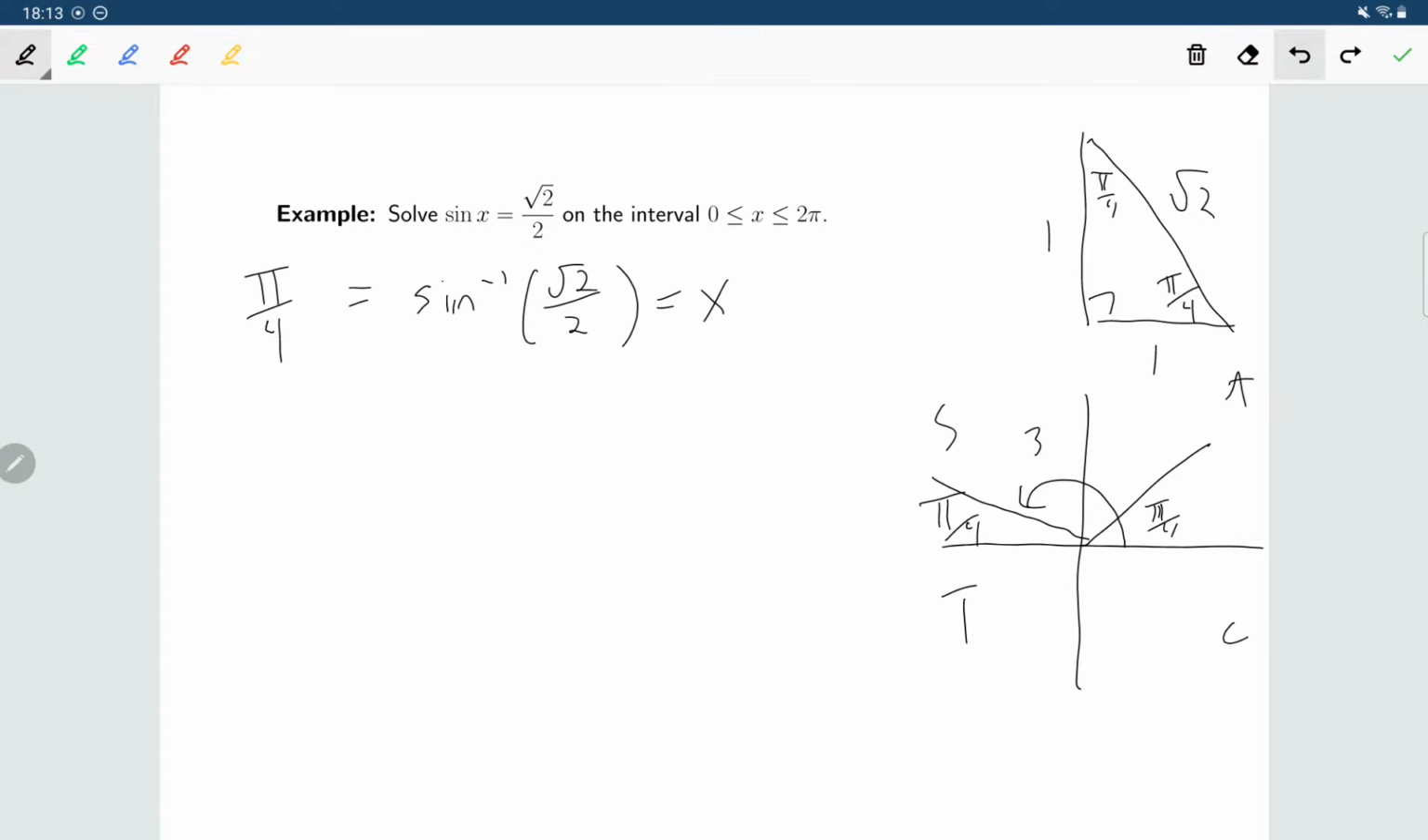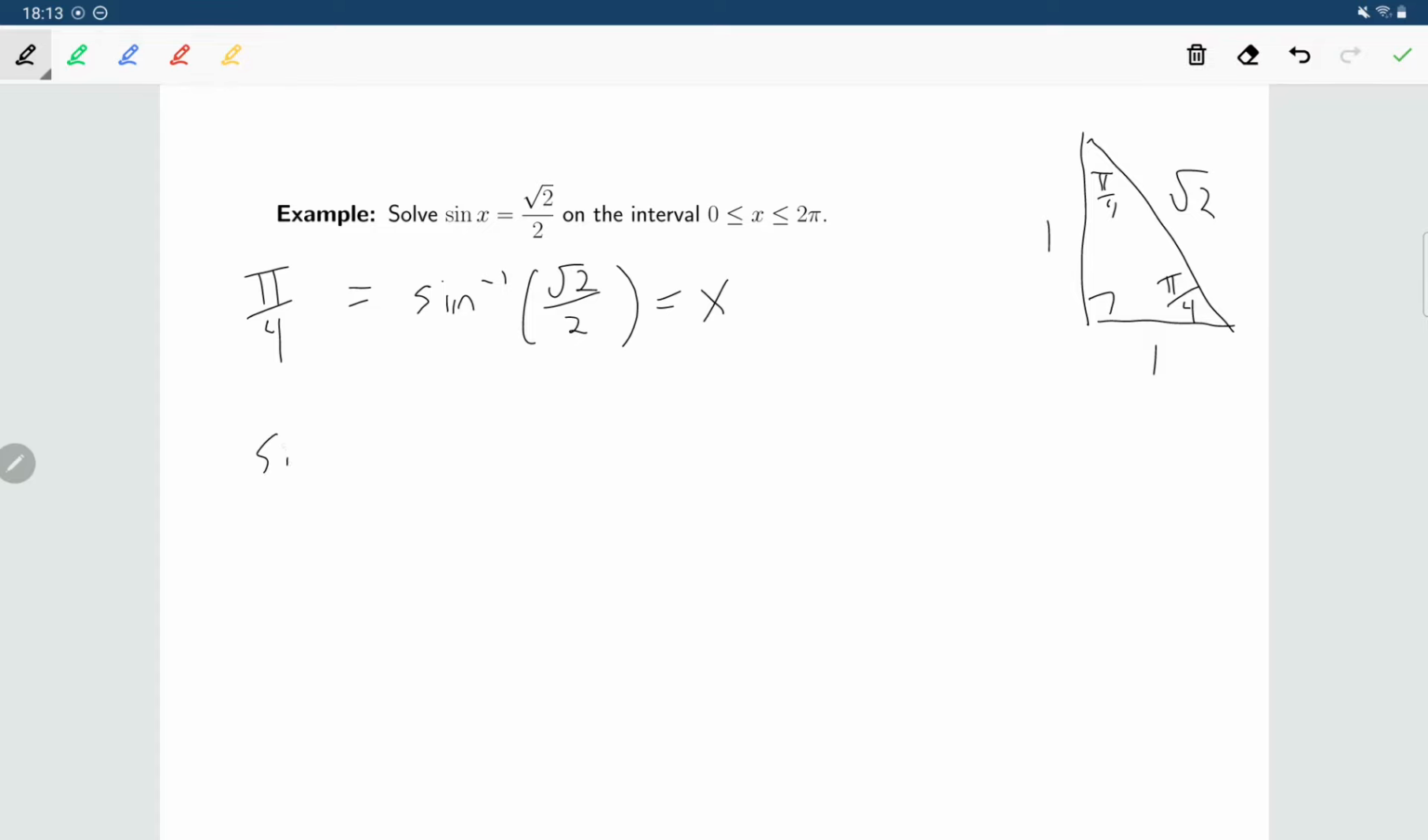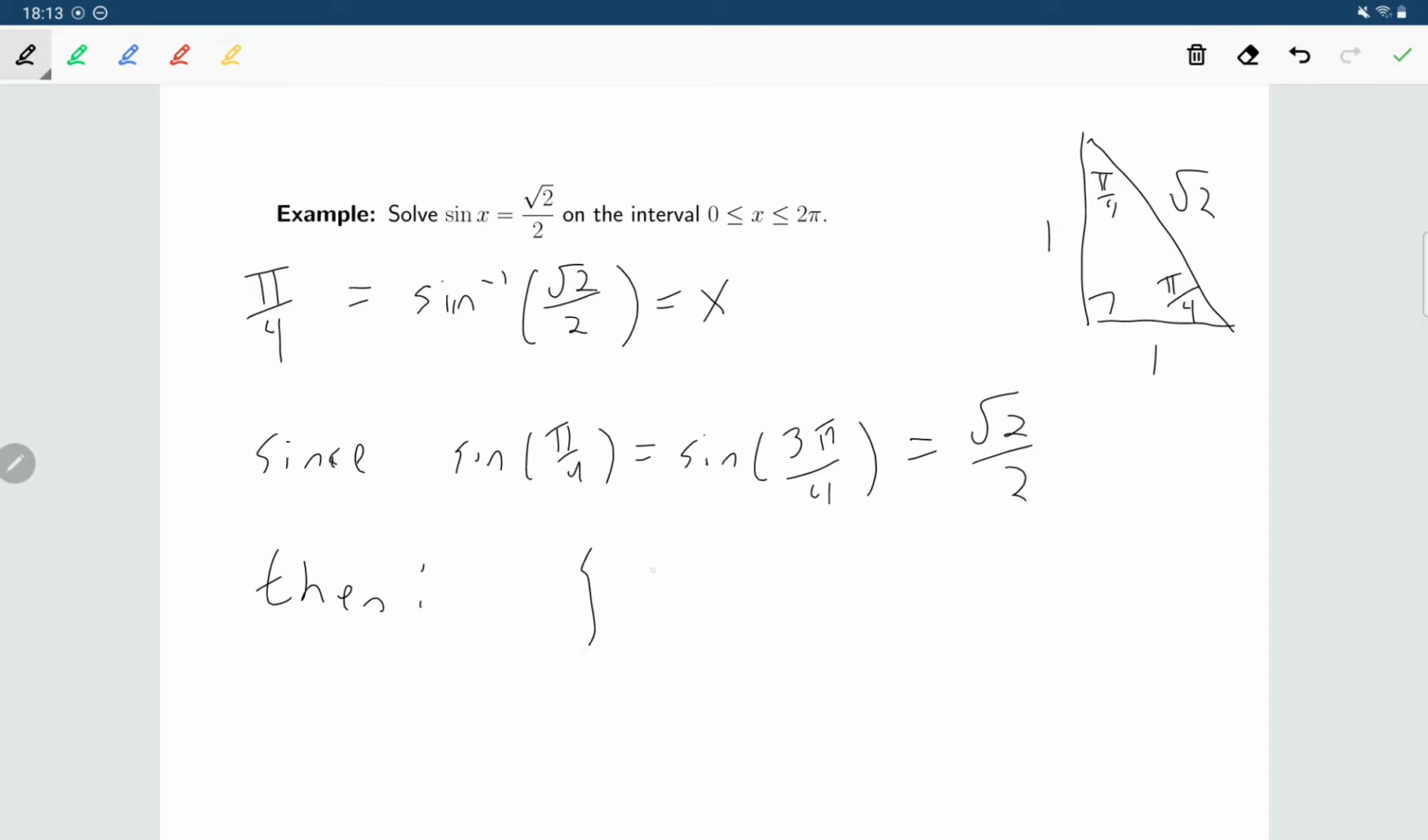So now I can say that what we actually have as our solutions are just two values. We have pi over 4, and we also have 3 pi over 4. So I'll just say that since sine of pi over 4 and sine of 3 pi over 4 are both equal to each other and equal to root 2 over 2, then the solutions are pi over 4 and 3 pi over 4. And those are all the angles that are in that interval where sine of x is equal to root 2 over 2.